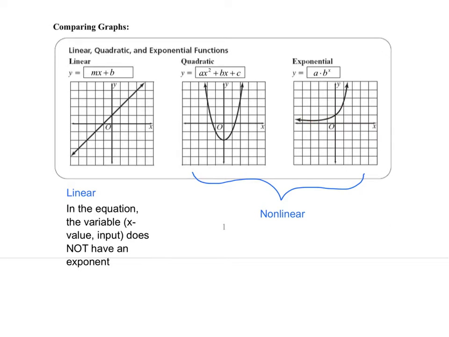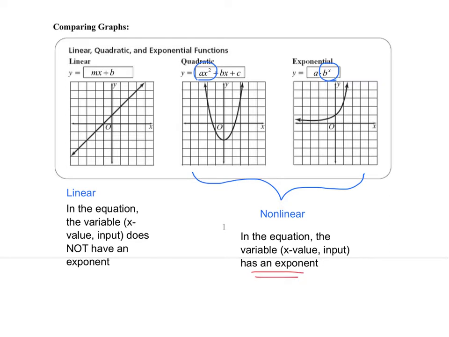Also, let's look at the equations. If you notice your input value, a times x squared, there's an exponent. There's also another exponent in the exponential function, b to the x power. That is an exponent. So when a graph is nonlinear, that means the variable, the input value, the x value, has an exponent. So when a graph is nonlinear, that means in the equation, there is an exponent.